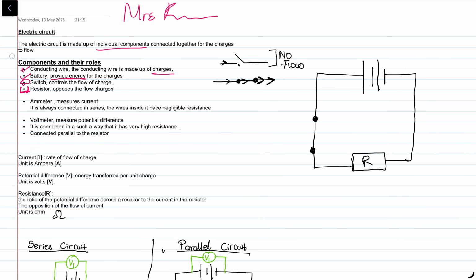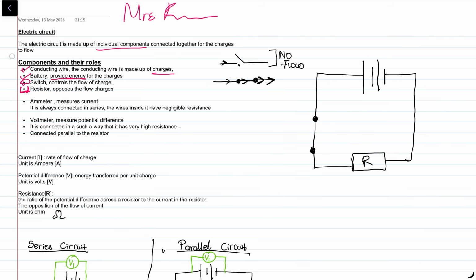As we had said, the components are connected together like that for you to have charges flowing. But an important thing, there should not be gaps in between your circuit such that the charges cannot move. It must be closed for you to have current or for you to have a flow of charges.